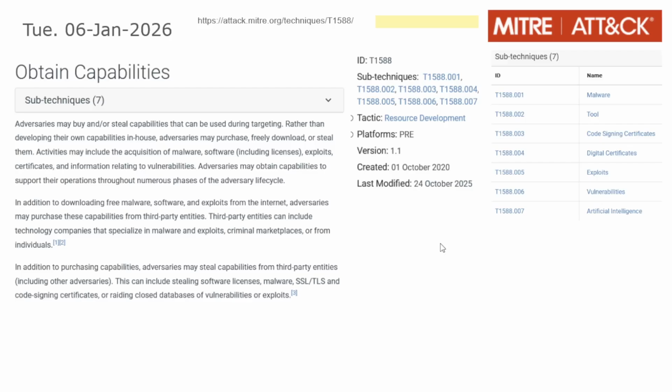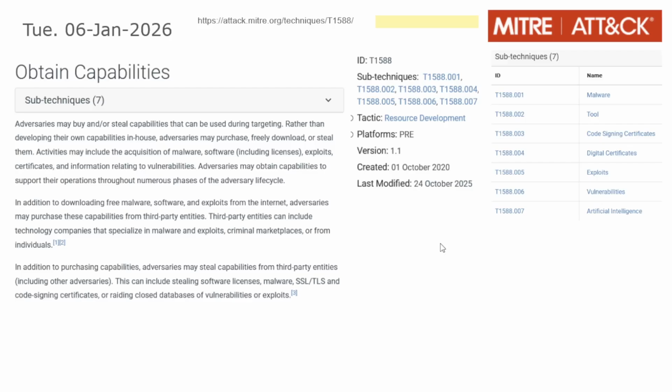And now let's take a look at the text here. Adversaries may buy and/or steal capabilities that can be used during targeting. Rather than developing their own capabilities in-house, adversaries may purchase, freely download or steal them. So that's the contrast to developing their own capabilities. And why is that important? Well, whatever the adversary can steal, purchase or freely download, that's stuff that you can potentially also discover yourself.